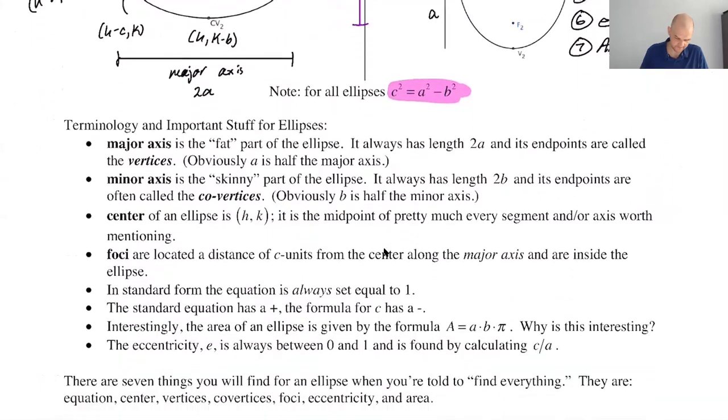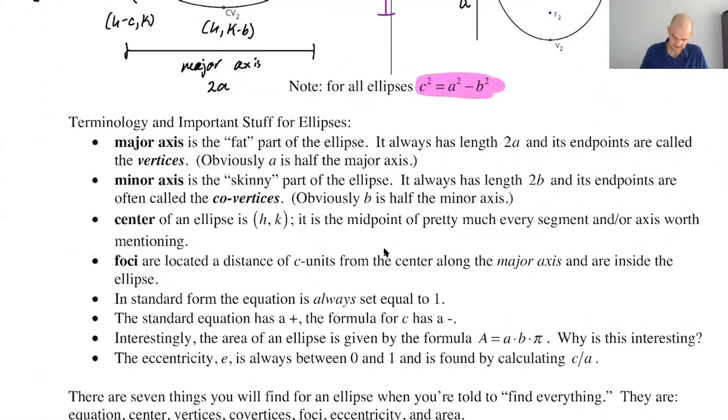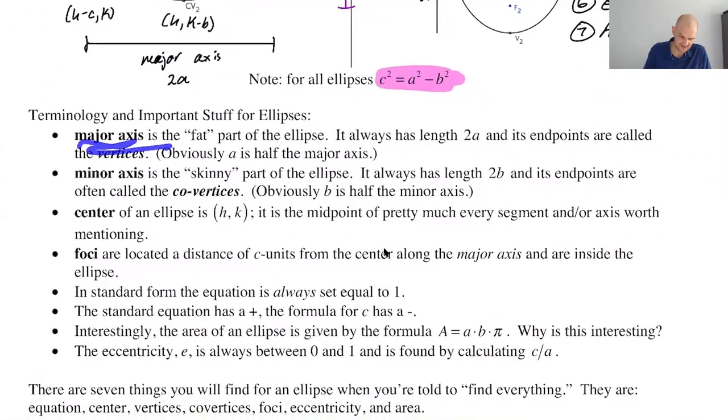So let's see if we missed anything. Major axis is where it's fat, 2a. Endpoints are called the vertices. Obviously, a is half of that. The minor axis is the skinny part. It's 2b, and it ends in the covertices. The center is (h, k). It's the midpoint of every line of symmetry. The foci are always c units along the major axis. So they're on the same axis as the vertices.